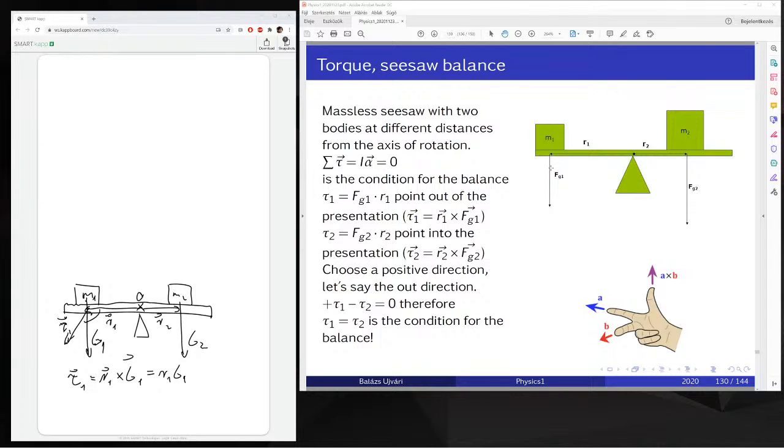Alright, what about torque 2? This is R2 cross G2, R2 G2, and the direction will point behind the screen, so from your face towards the screen. What does it mean? Let's choose a positive direction. For example, positive direction points to you. In this case, the sum of the torques is plus torque 1 minus torque 2, and if this is 0, this seesaw is balanced.